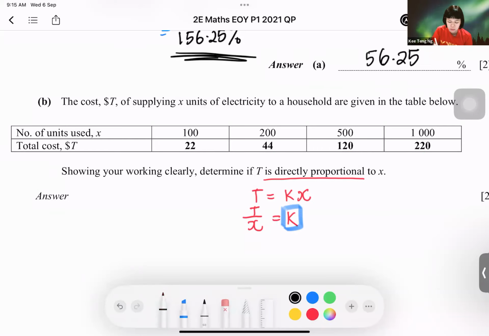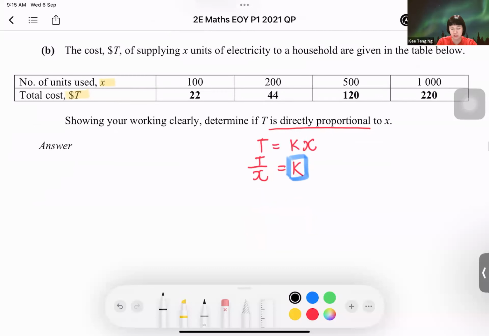So you notice that your table has a set of values of T. Which one is the T? Look carefully. This is your value for T, and this is the value for X. So what we are going to do is check whether the value of this constant K is the same throughout for all sets of data values. If K is the same value throughout, that means yes, it is in direct proportion, constantly the same. If it's not, then I will say that it's not directly proportional. We have 1, 2, 3, 4, 4 sets of data.